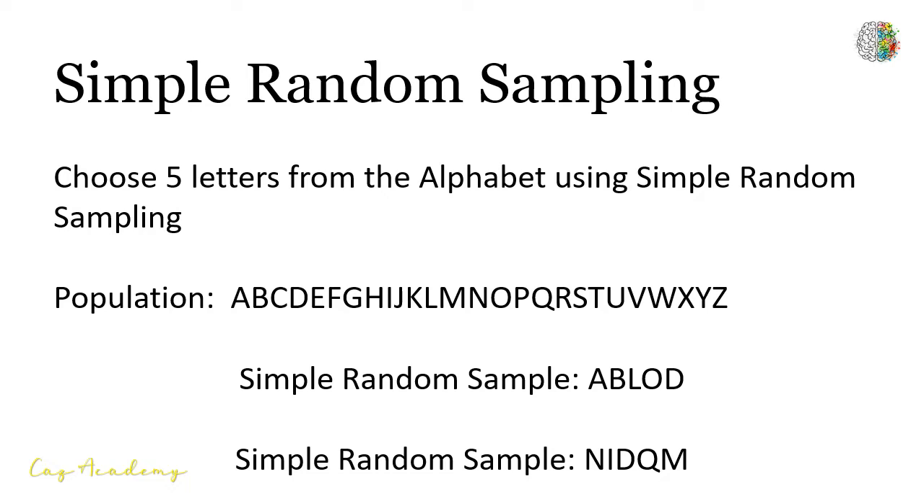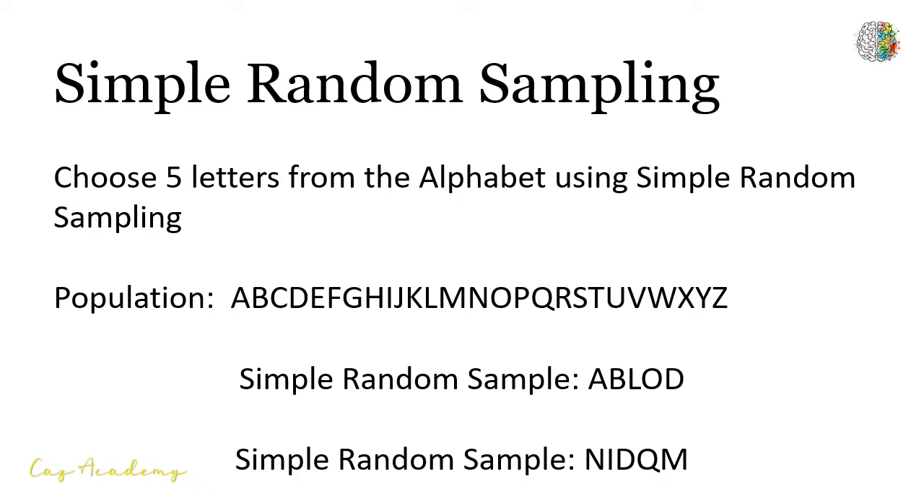So what I could do is take each letter of the alphabet, put them on a piece of paper, then put them in a hat, and then randomly draw the letters out without looking at any of those cards. That would be called a simple random sampling. On my first drawing of the 26 possible choices, I might have drawn the letters A, B, L, O, and D. That would be one possible simple random sample from the 26 letters of the alphabet.